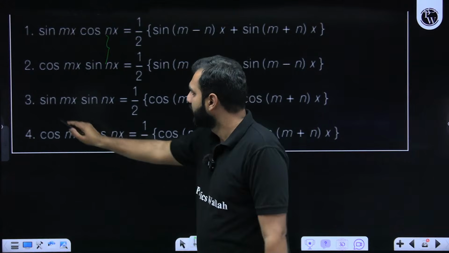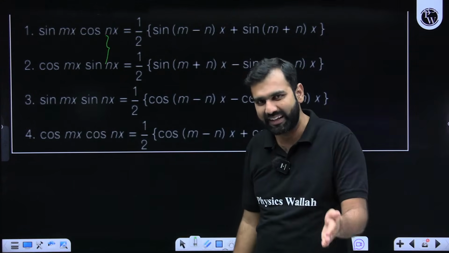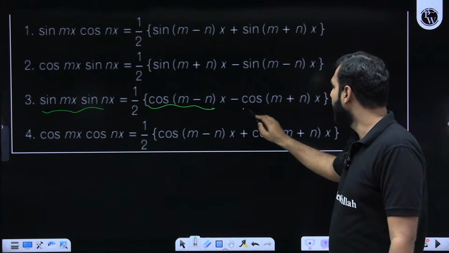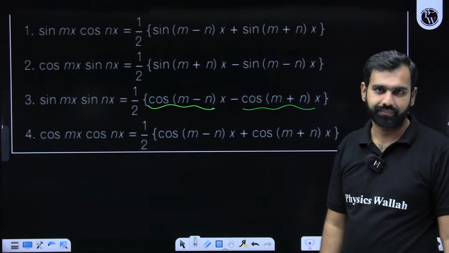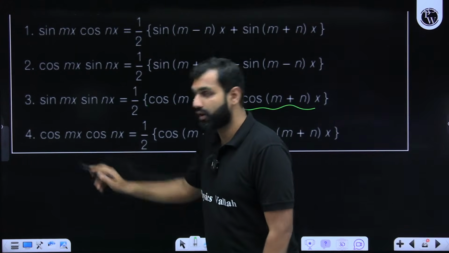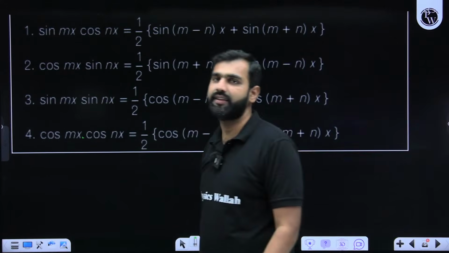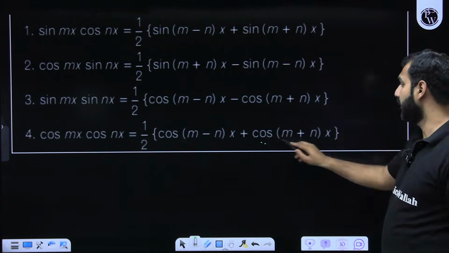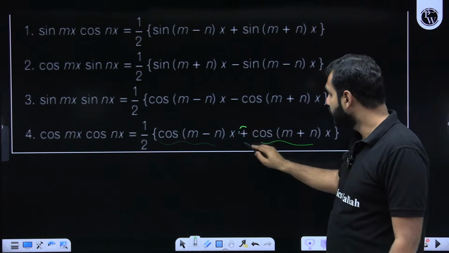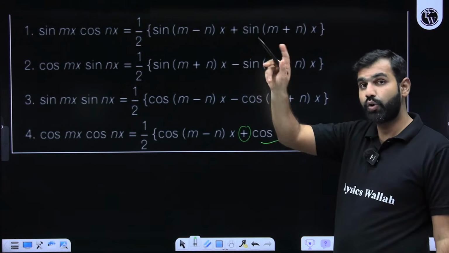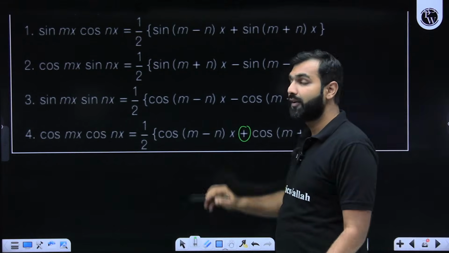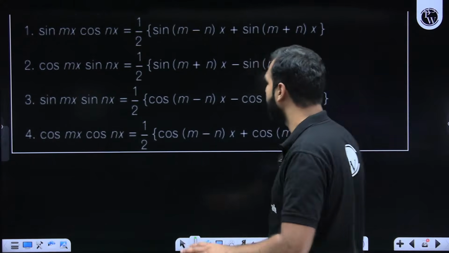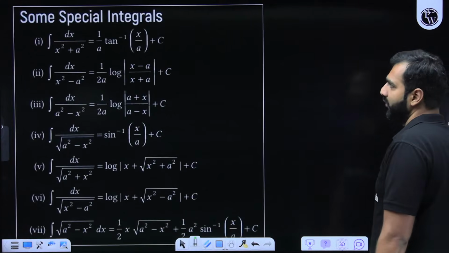Now the third one, if both are sin mx, sin nx, there you take it as half of cos of (m minus n)x minus cos of (m plus n)x. The fourth one, if both are cos, which means cos mx into cos nx, where you say half of cos of (m minus n)x plus cos of (m plus n)x. I hope you remember, plus will give you 2 cos C cos D, if you could recall what I'm trying to say here. Minus will give you 2 sin C sin D. I hope you are getting my point very clearly. So with that, these are derived.